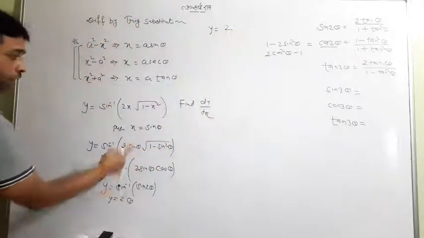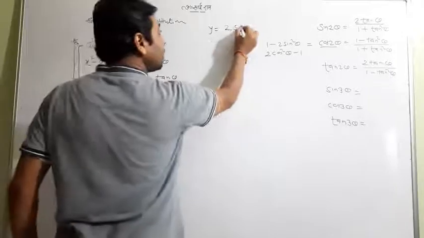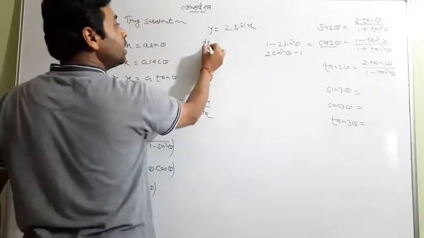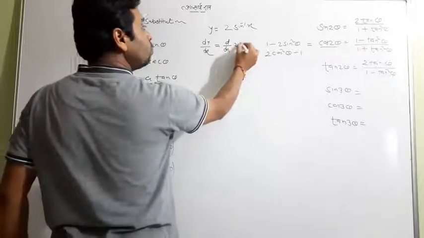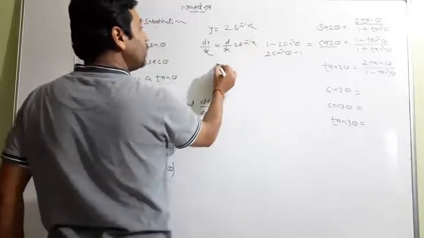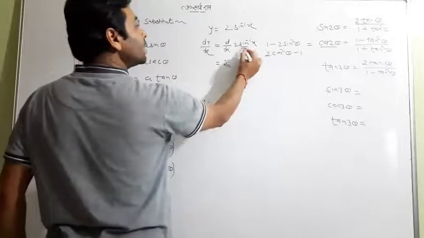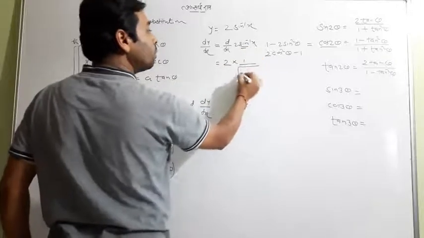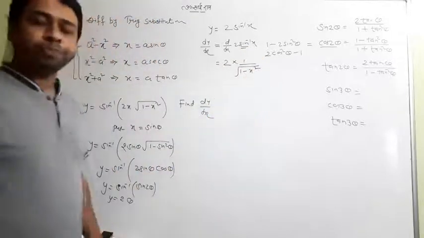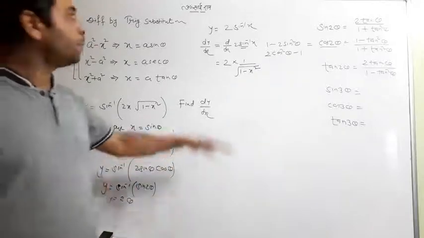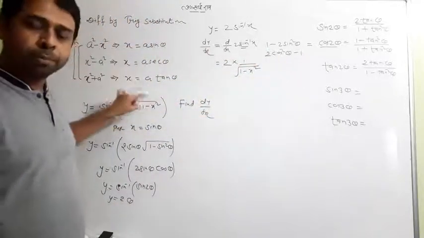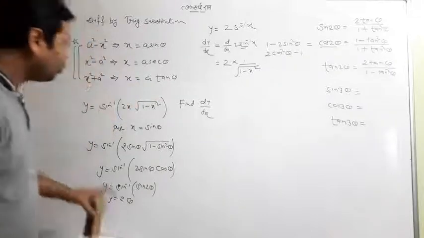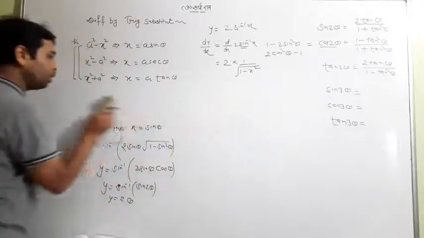Instead of theta you will put sine inverse x, and the rest is the same as we did in the last concept. You remember, d by dx of 2 sine inverse x: 2 will come out, and d by dx of sine inverse x is 1 upon square root of 1 minus x square. That's the answer. So what is the difference between this concept and that concept? This is followed only when the root sign comes in the question. So initially you have seen this particular question.